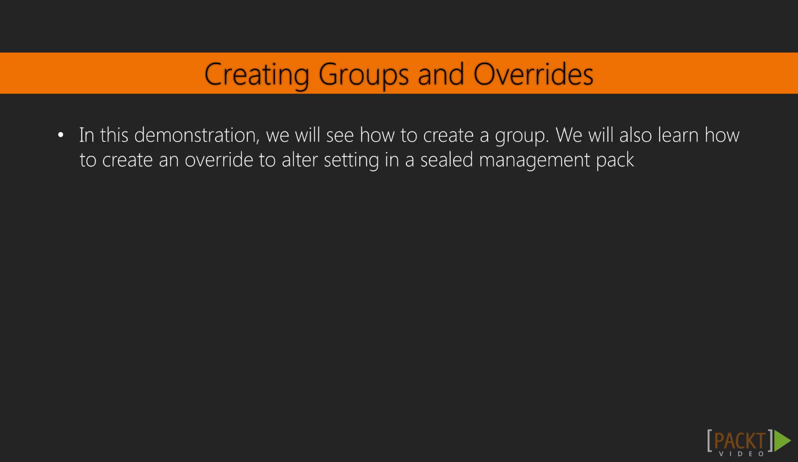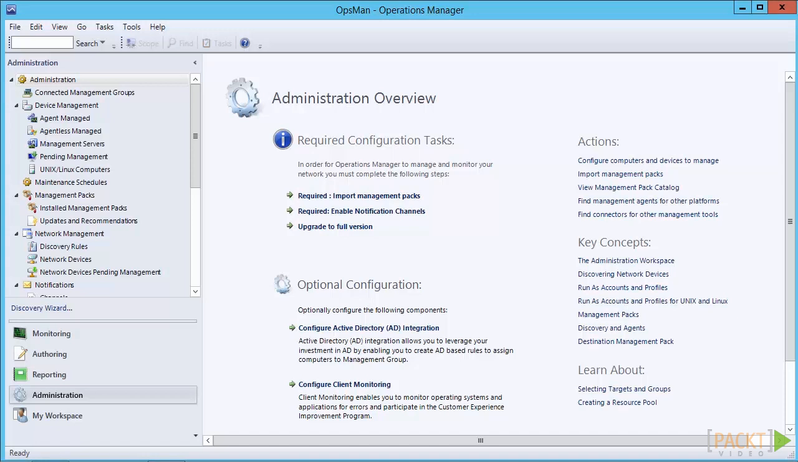In this demonstration, you're going to see two things. One, how to create a group, and then how to create an override that will adjust the settings of a particular alert that I have in the console. So the first thing that you're going to see is how to create a group.